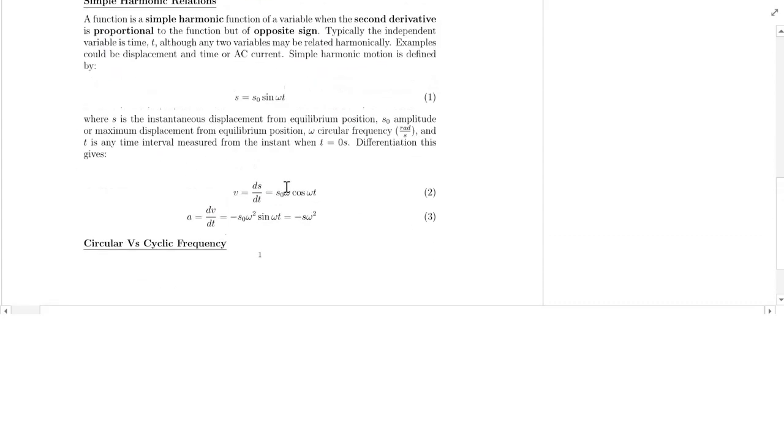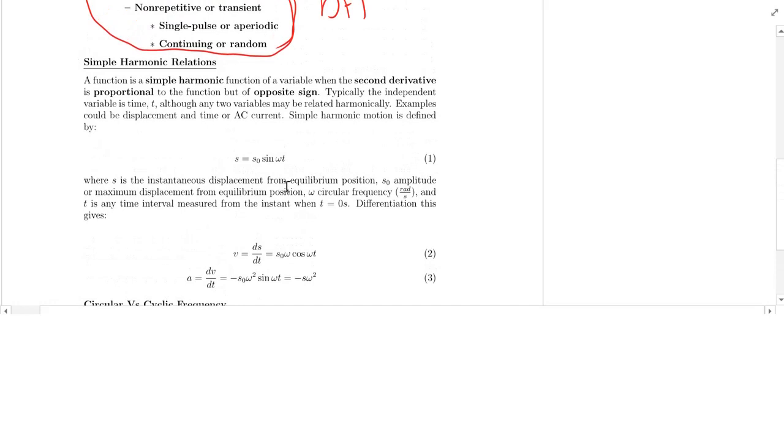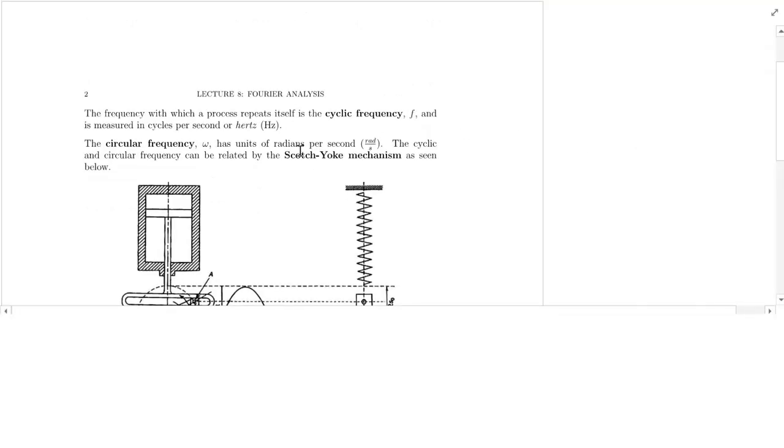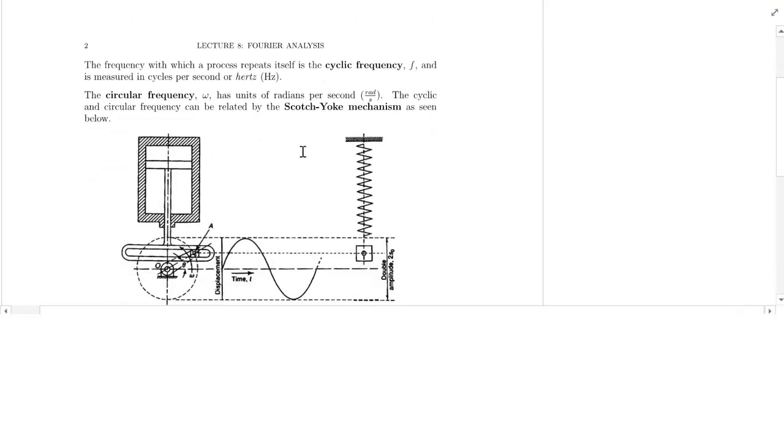So we break that down into functions, a sum of harmonics. We define what a simple harmonic is here. Again, this is a little bit of review from last time to define what a simple harmonic is. The second derivative is directly proportional, opposite in sign. That's a harmonic function.